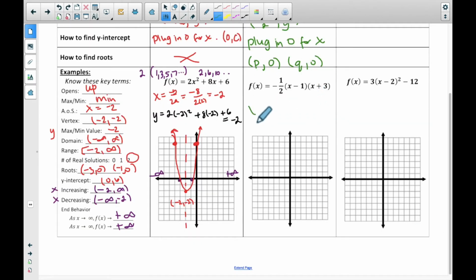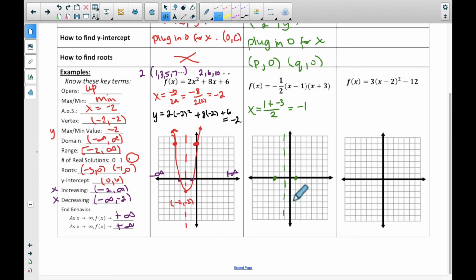So first of all, axis of symmetry is P plus Q over 2. In this case, that's 1 and negative 3 over 2. Okay, so that's 1 and negative 3. That's a negative 2 over 2. That is a negative 1. So I have an axis of symmetry here at negative 1. I also know my roots. I have one at positive 1, and I have another one at negative 3. So those are my roots.